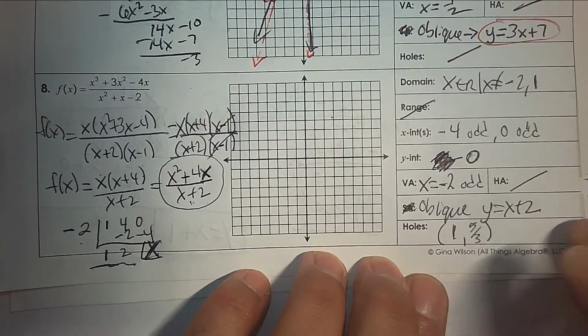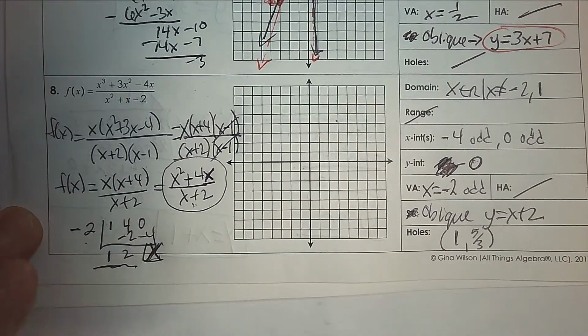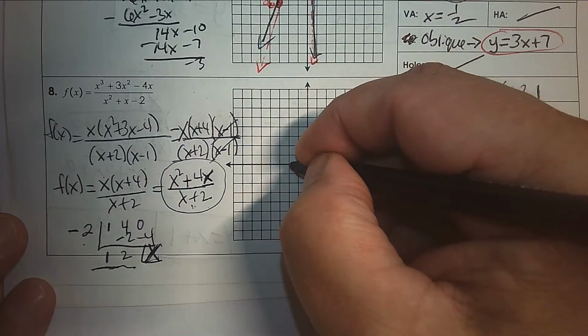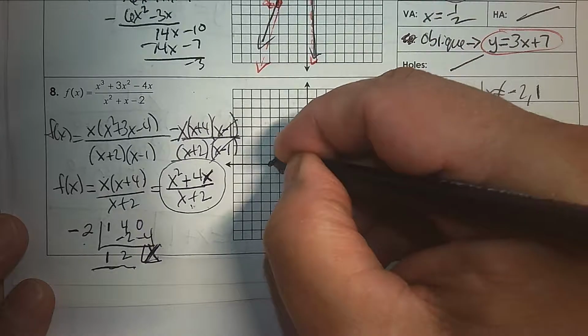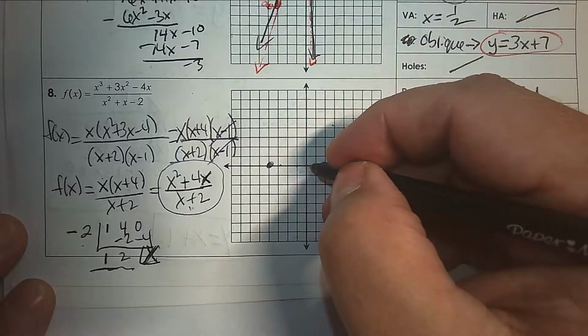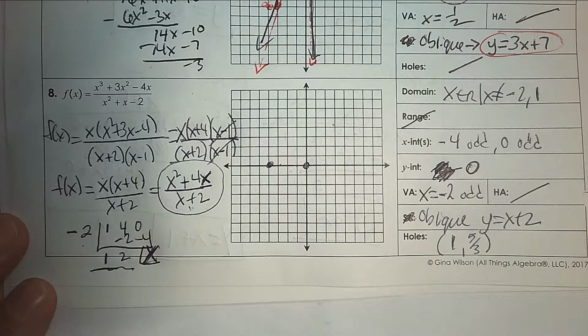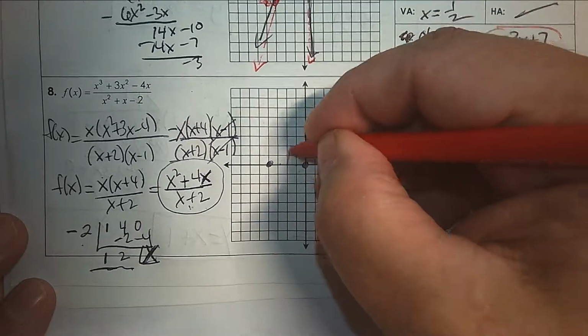Yeah. Thank you. All right, Jessica, how would I start this graph? Plot the x-intercepts. What are they? -4 and 0. So 1, 2, 3, -4, and the other one is 0. The y-intercept is 0, so it's already there. What else can I put on my graph? The vertical asymptote. Where's that? -2. So at -2.